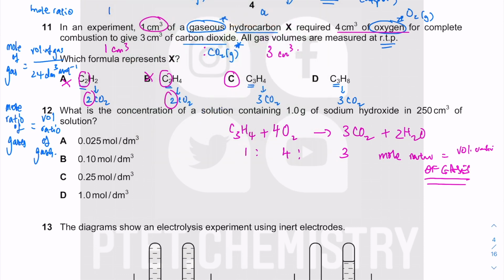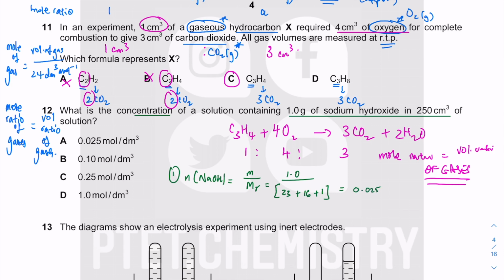Question 12, what is the concentration? So you want concentration, 1 gram of sodium hydroxide in 250 cm3 of solution. First of all, it's best if you work out the mole of sodium hydroxide, which given the mass is mass over Mr, so 1.0 divided by big bracket, 23 times 1 plus 16 times 1 plus 1 times 1. So pop that into your calculator. So it's 1 over 40, so that is 0.025 mole.